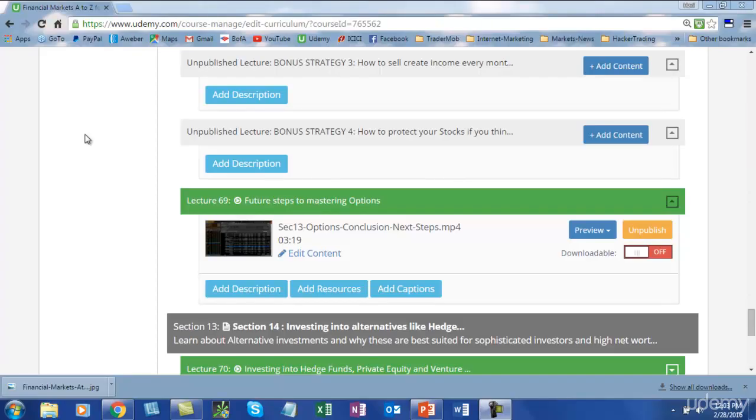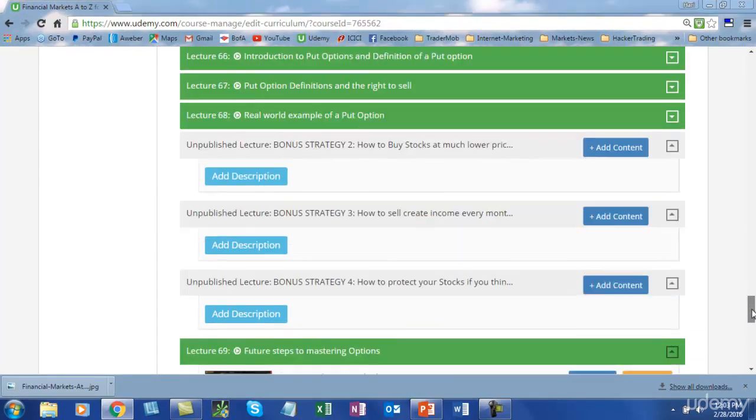You're going to see bonus strategy number 2, number 3, and number 4. So bonus strategy 2 is how you can buy stocks at much lower prices than what they're trading for. Imagine that's a very powerful way to pick up stocks that you want to buy, but not pay the price that it's trading for. In fact, you'll be paying much less. You can also create an income in this process. So that's a very powerful strategy.